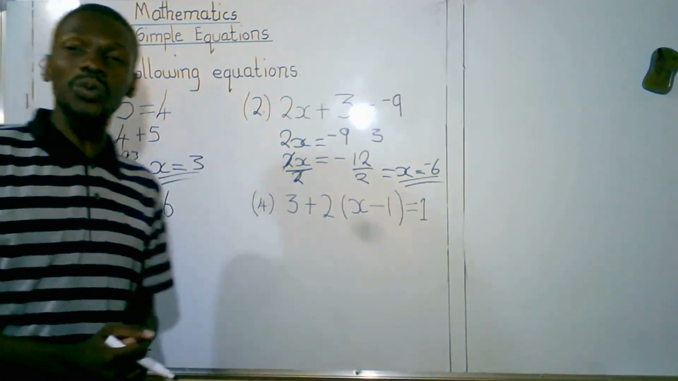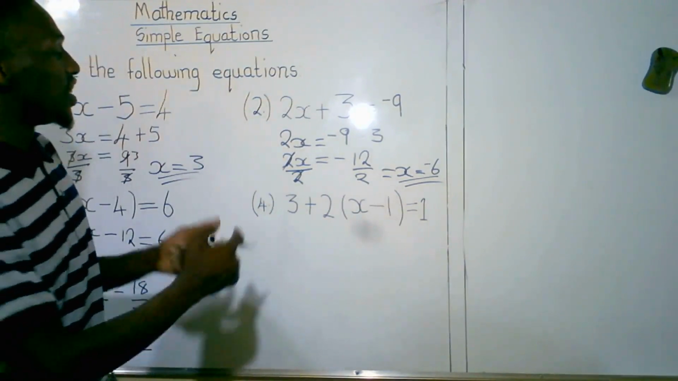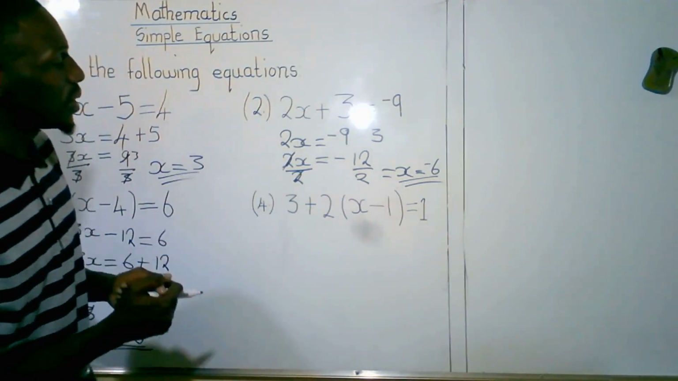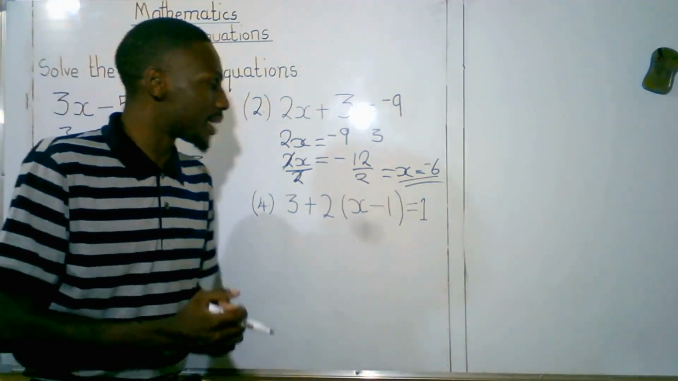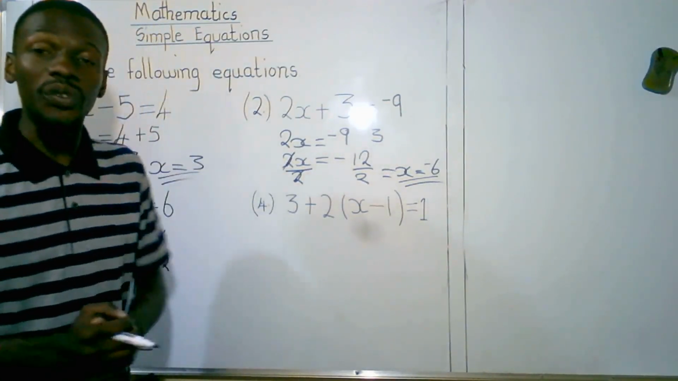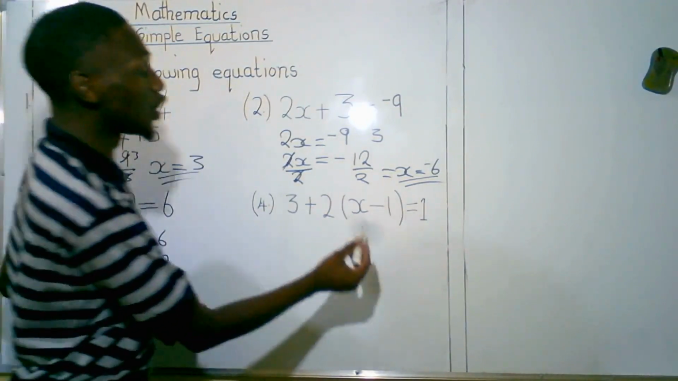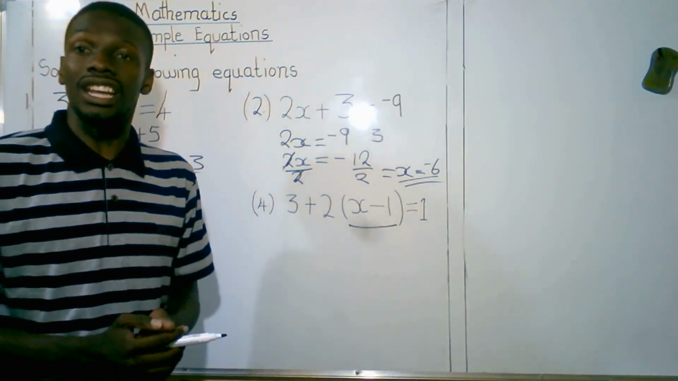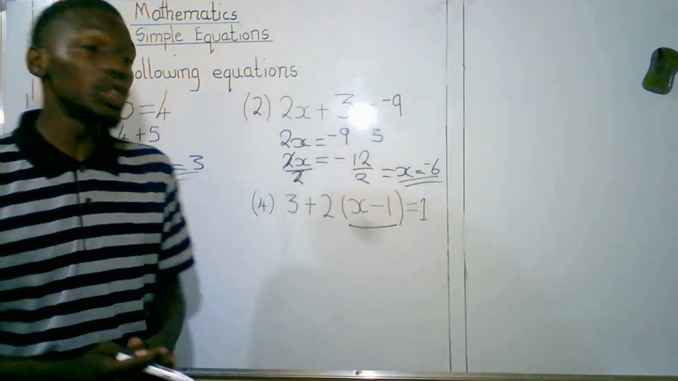We go to the last one. We're saying 3 plus 2(x - 1) is equal to 1. How are we going to solve this equation? We're going to get rid of the what? The brackets in line with BODMAS. How are we going to get rid of them?